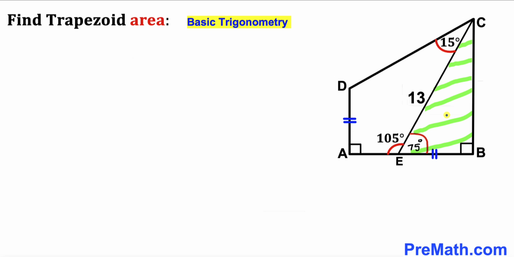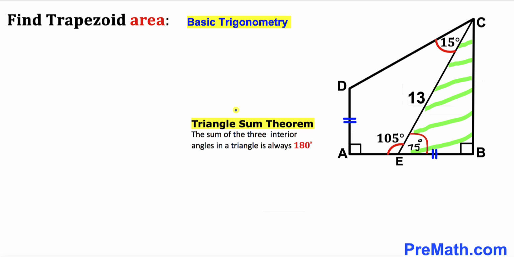Let's focus on this right triangle EBC. And now let's recall the triangle sum theorem. The sum of three interior angles in a triangle is always 180 degrees. We know this angle is 75 degrees. This angle is 90 degrees. So therefore, this angle has got to be 15 degrees.